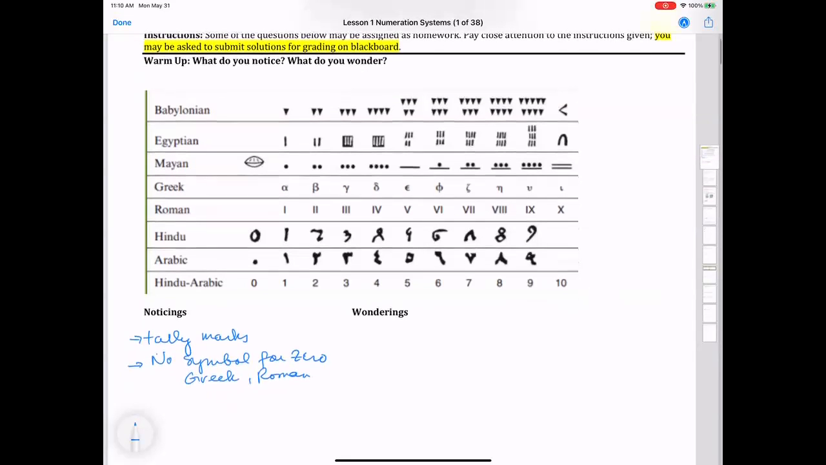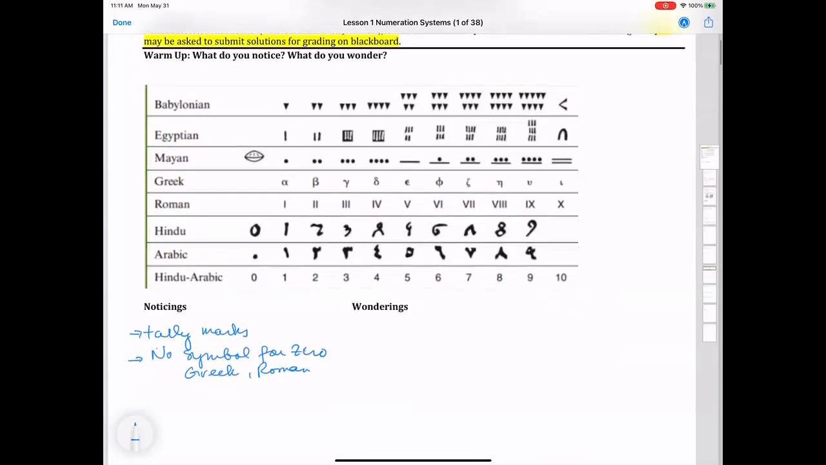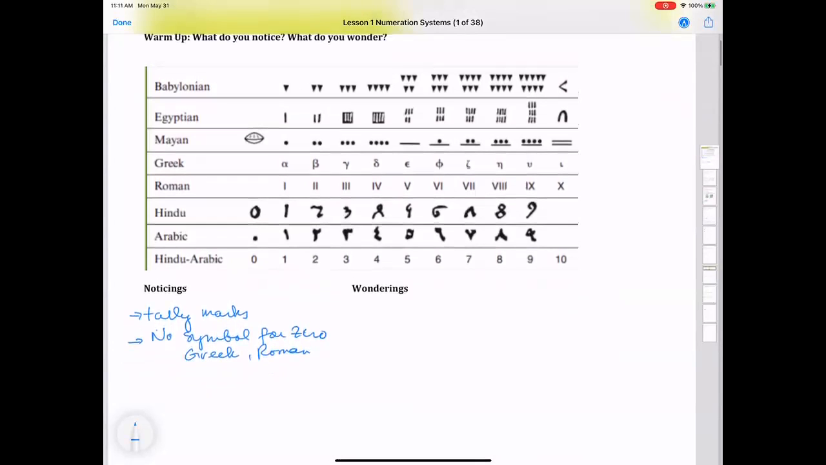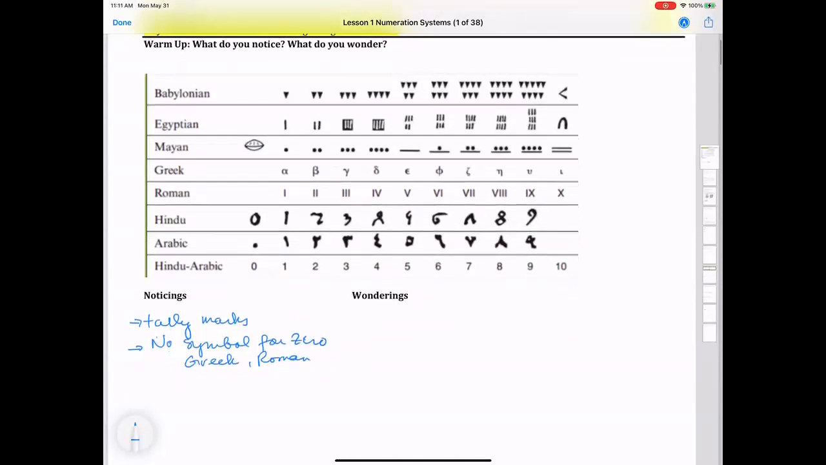Okay, and then eventually during the Hindu-Arabic era, there is already a symbol for zero, and that's the zero we use nowadays. Because nowadays we use the Hindu-Arabic system for numbers. What else do you notice? You probably notice that there's a progression from the ancient times to the present.